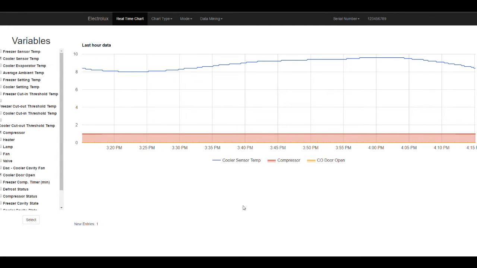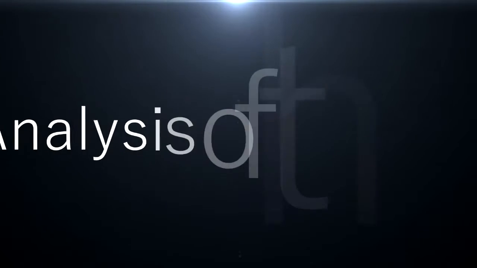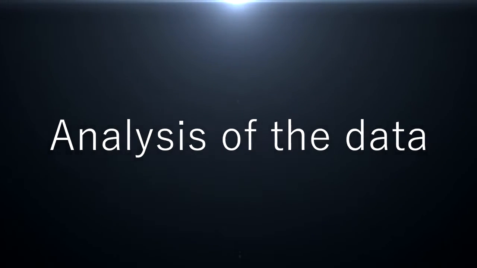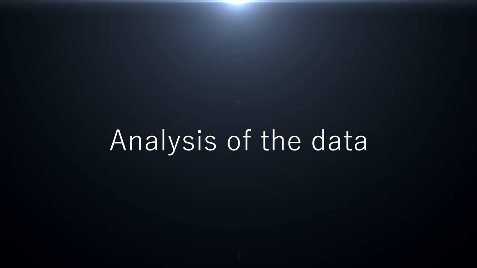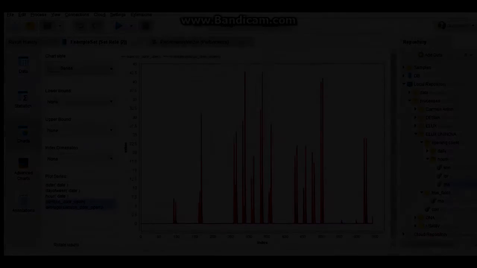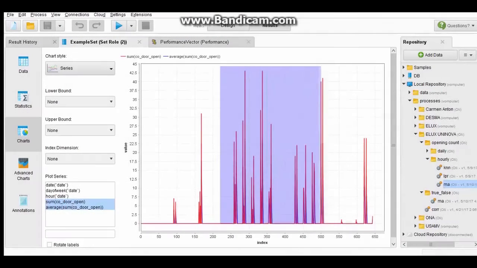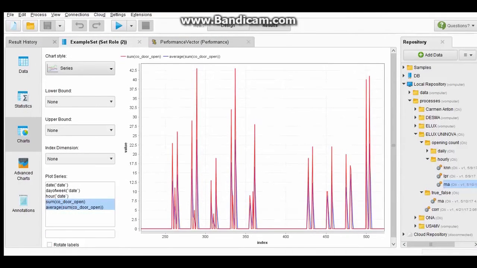The whole point of the PES is to monitor the usage of the fridge to understand if and where there is room for improvement. The analysis showed it was possible to predict the user behavior with a fair precision.